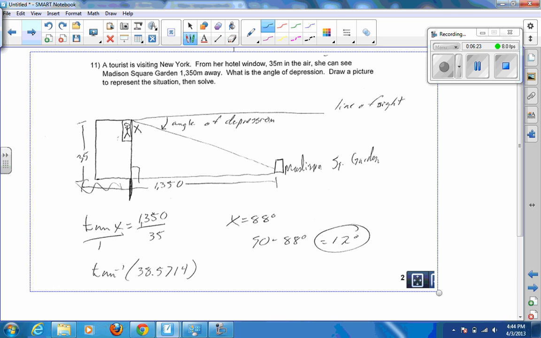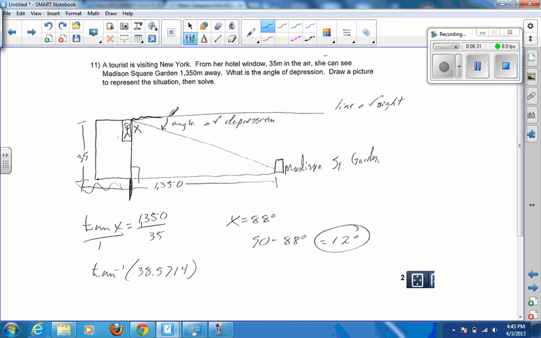All right, last question here. The Madison Square Garden problem. If you draw this, remember the angle of depression, if this is the line of sight, the angle of depression is how far you have to move your eyes down, okay? Angle of elevation, if this is your line of sight, the angle of elevation is how far you have to move your eyes up. Okay, so if you're looking up at something, it's elevation. Looking down at something, it's depression. Okay, so angle of depression.